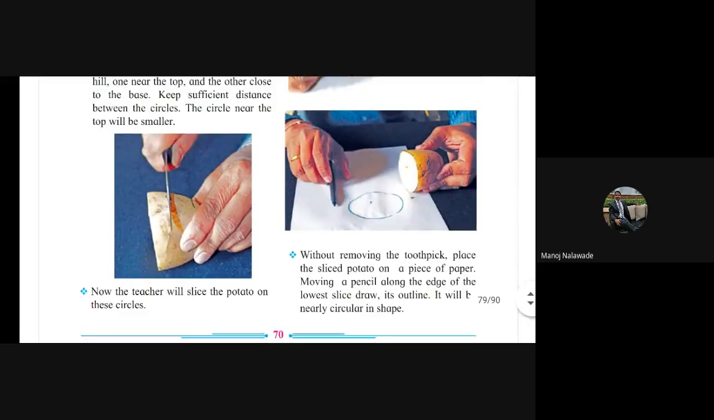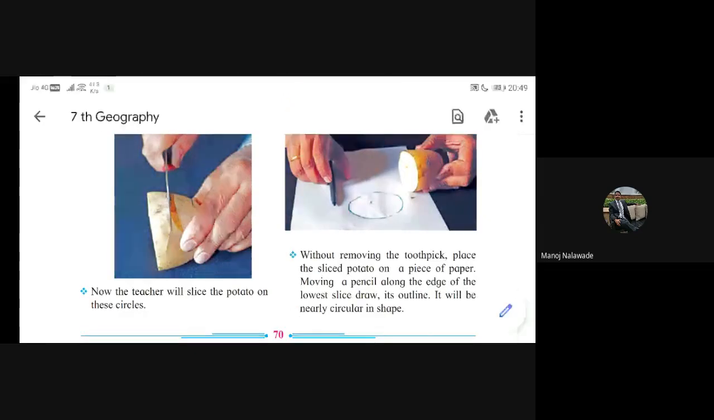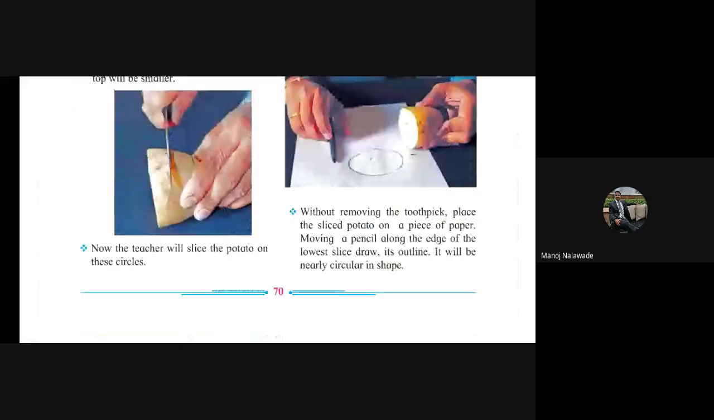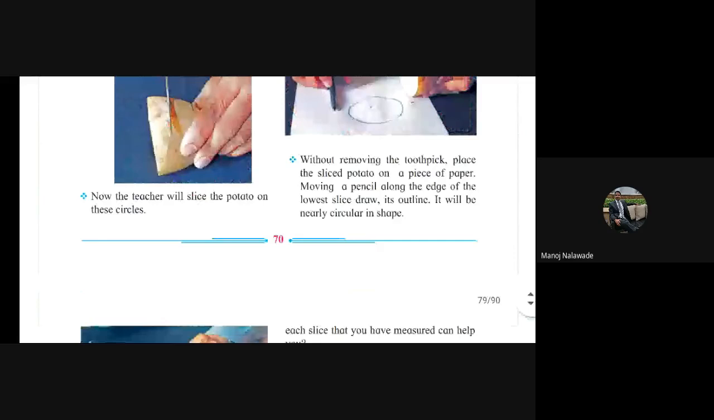There will be at the base level. Without removing toothpick, place the sliced potato on this piece of paper. Moving a pencil along with the edge of the lowest slice, draw its outline. It will be nearly circular in shape.